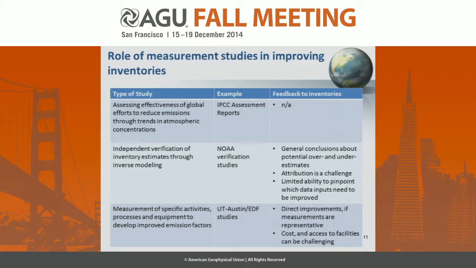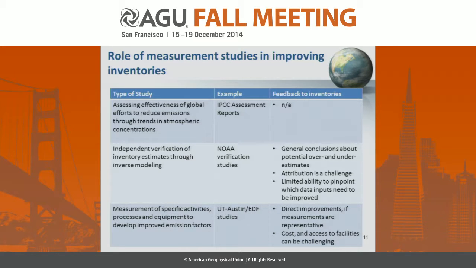Second, independent verification of inventory estimates through inverse modeling. An example could be the NOAA verification studies. They can provide us general conclusions about potential over and underestimates, but attribution right now is a bit of a challenge. So there's limited ability to pinpoint which data inputs need to be improved, though I think everyone's kind of working towards a place where we might be able to do some better pinpointing of emission sources.